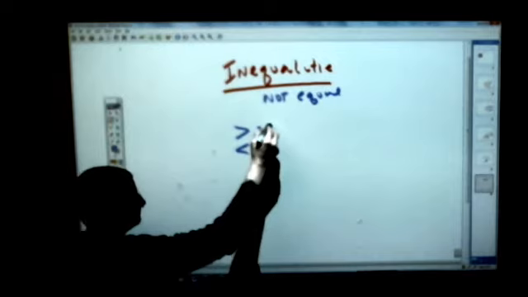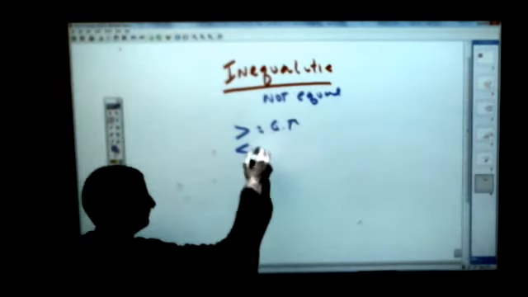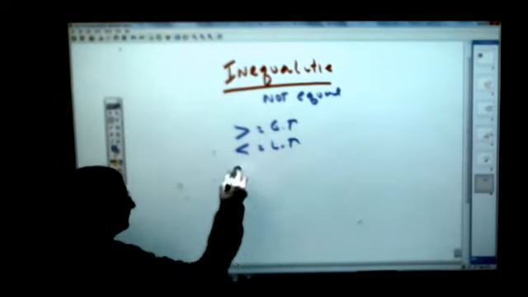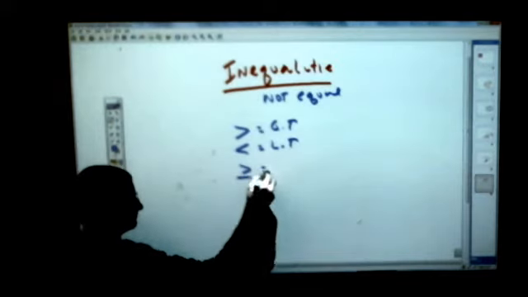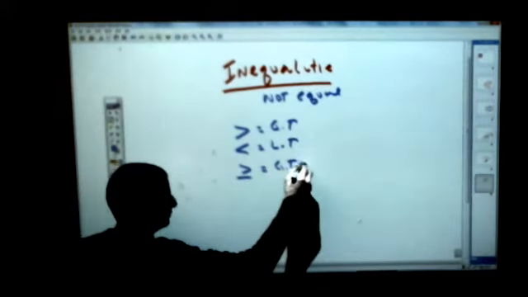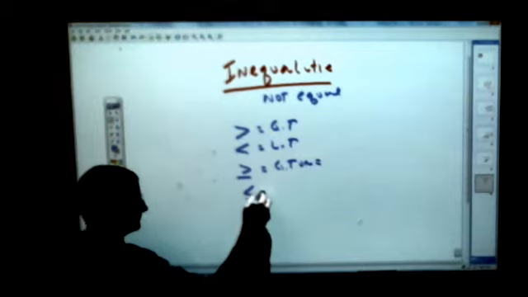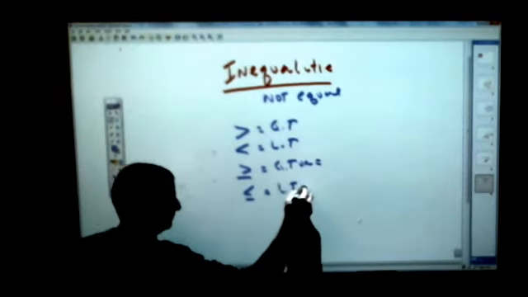This is the greater than sign. This is the less than sign. You can put equal things under it. This is the greater than or equal, and this is the less than or equal.